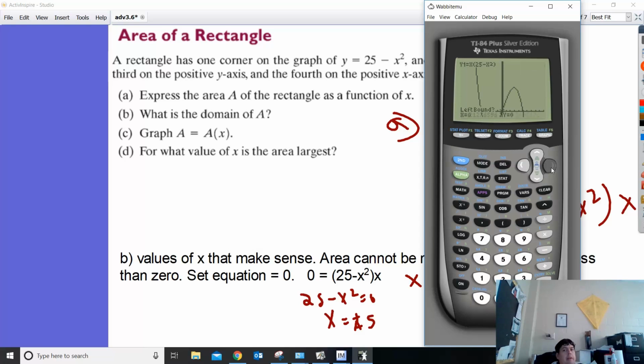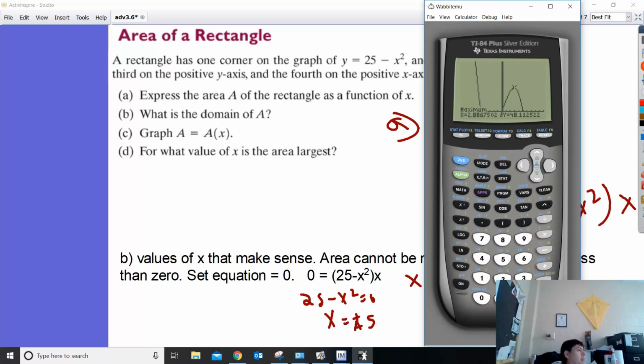Get a left and a right boundary. So left, press enter. Right, press enter. Enter for a guess. There's your maximum, about 2.89 or so. That gives you a maximum area of a little over 48 units.